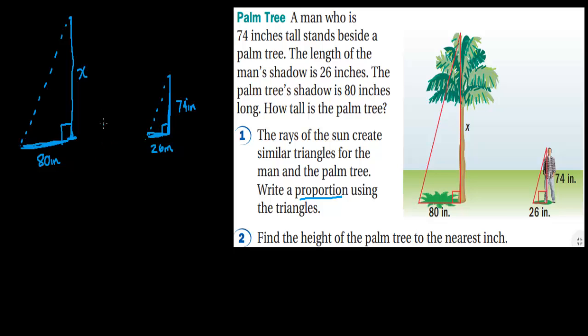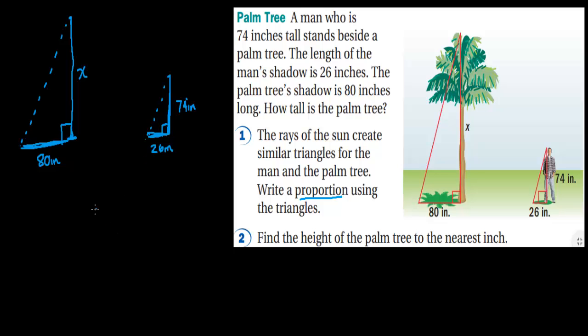And I don't need a similarity statement. I don't need to label this with letters or anything, because since both of these triangles are sitting in the same exact direction, they're not rotated, they're not tilted, they're both facing the same exact way, they both correspond to each other exactly, I don't need to label anything or create a similarity statement. Just simply the height of the palm tree corresponds with the height of the man, and the length of the shadow of the palm tree corresponds with the length of the shadow of the man, and that's it.